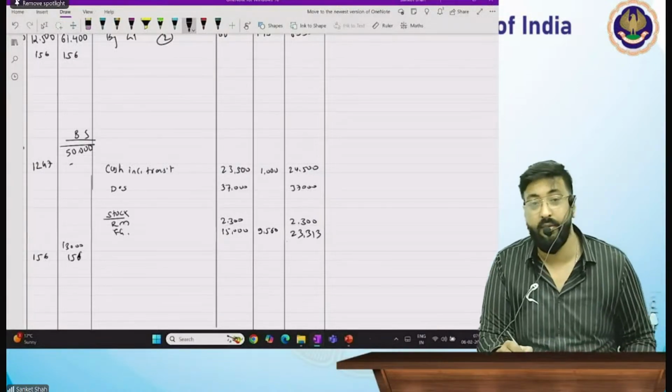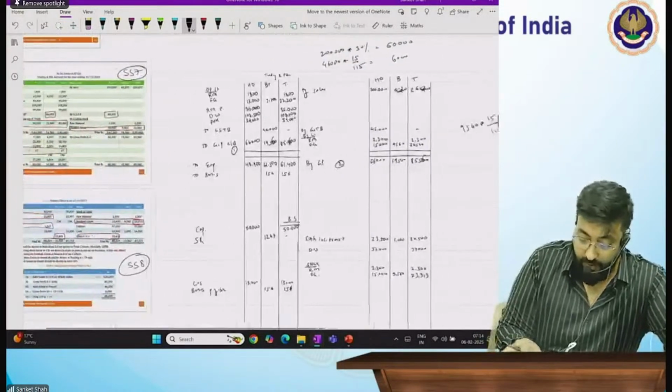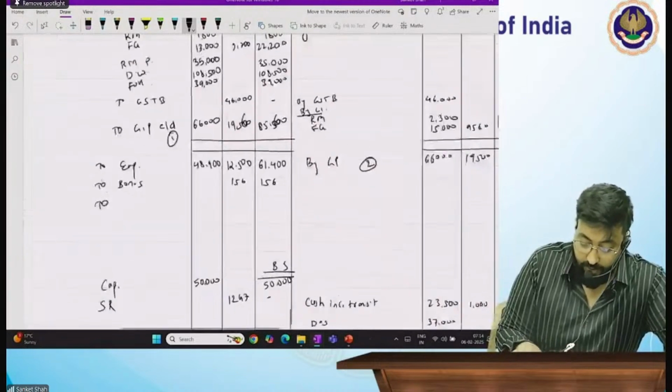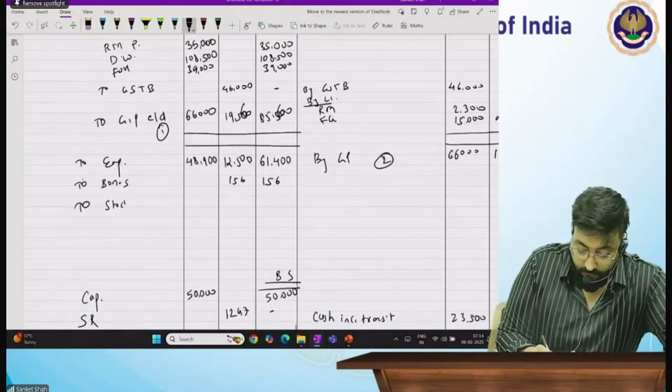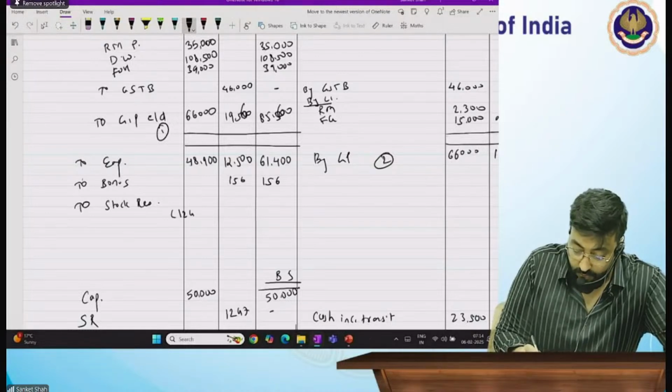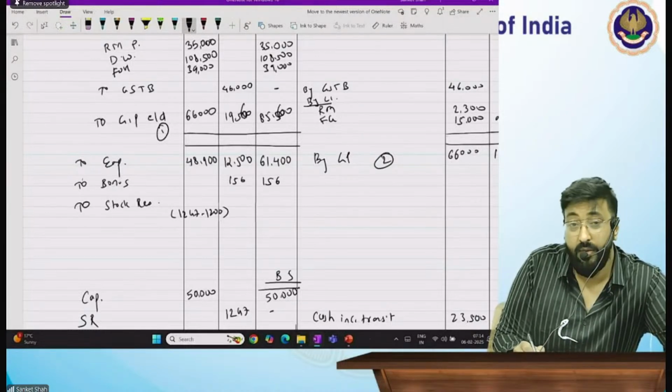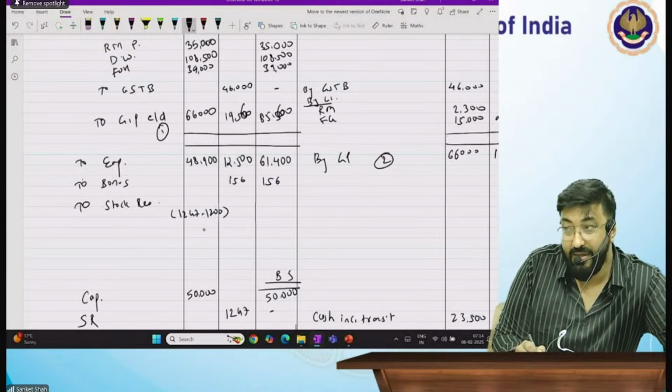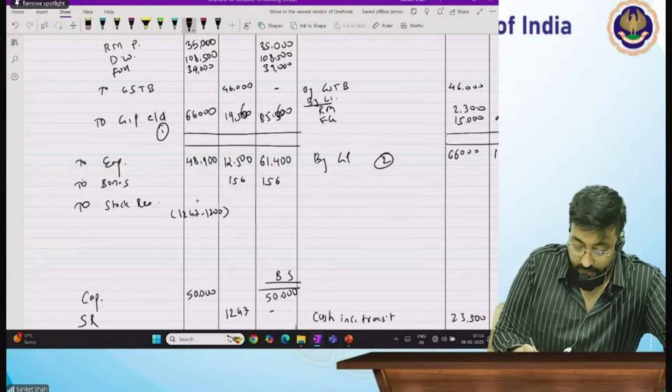23,313. Correct? Yes, sir. And in the HO column, how much are you going to write? 1,247. Yes, sir. No, we have to deduct the 1,200, no? Yes, sir, which is pending. So 1,247 and 1,200 is the opening stock loading. So opening stock loading is lesser than the closing stock loading. Therefore, we will write on the debit side. If opening stock loading is greater, we will write on the credit side. Understood? Yes, sir.